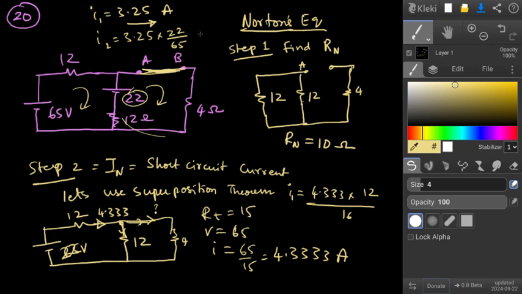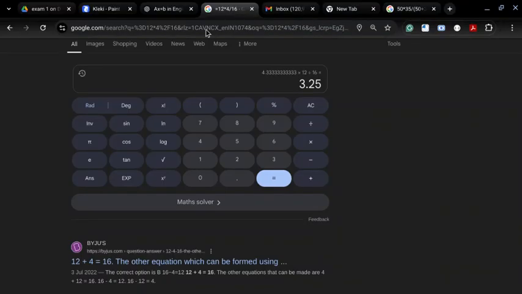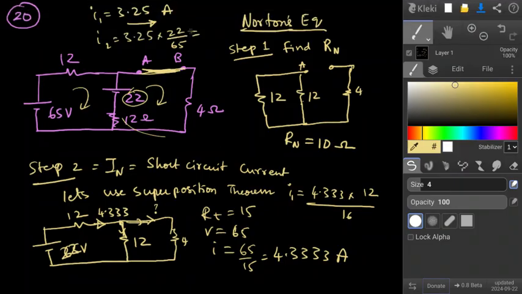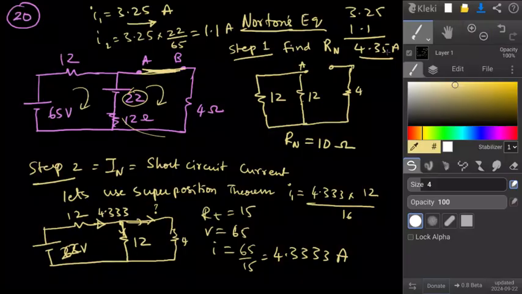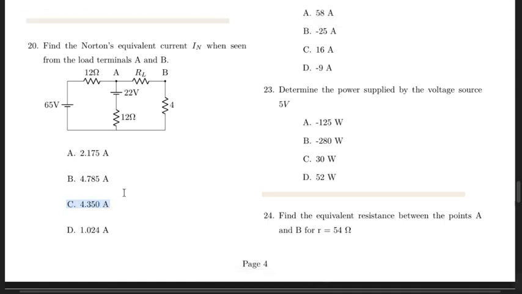So this is I2, 3.25 into 22 divided by 65. So 1.1 is the other current. What is the total Norton's current? 3.25 plus 1.1, so it will be 4.35 amperes. So this is your final answer. Let's check. Yes, we have that as option C. So option C is the correct answer.